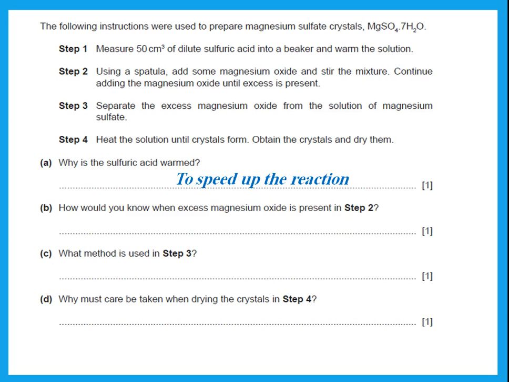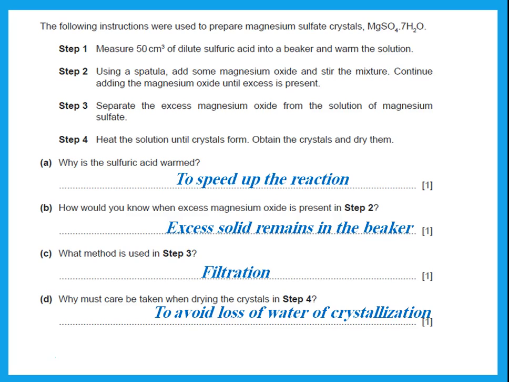How would you know when excess magnesium oxide was present? Well, when we add this, first of all, he's doing neutralization, right? So when we add excess solid, how do I know that it is excess? When excess solid remains in the beaker. What method is used in step 3? Well, in step 3, he's saying separate the excess from the solution. We separate the excess solid from the solution by filtration. Why must care be taken when drying the crystals? Again, to avoid loss of water of crystallization.